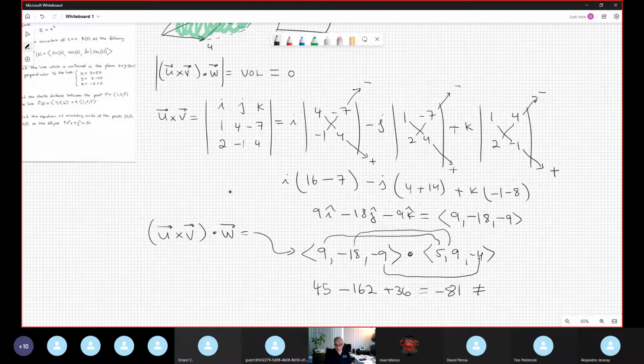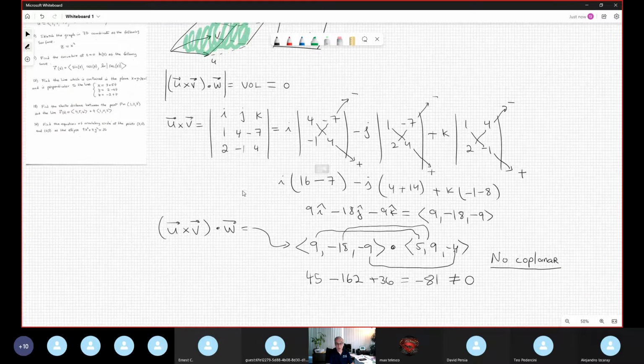And -81 is not 0. Therefore, the answer for this question is that these points are not coplanar. Not coplanar. Because the triple cross product gives me a value.